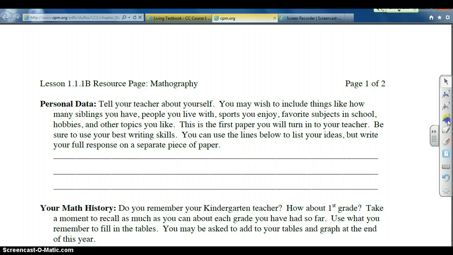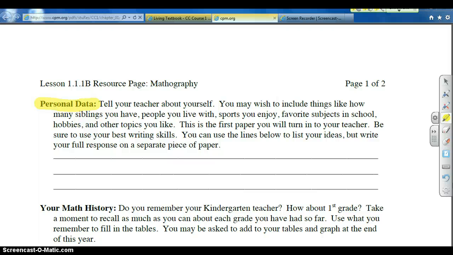So first we're going to look at your personal data. And in case you're not familiar with this over here, these are my SMART tools. As I record these videos, I like to use my SMART tools in order to draw attention to certain areas that we're talking about. So the very first thing that you're going to want to do for Part 1 is answer some personal data questions.